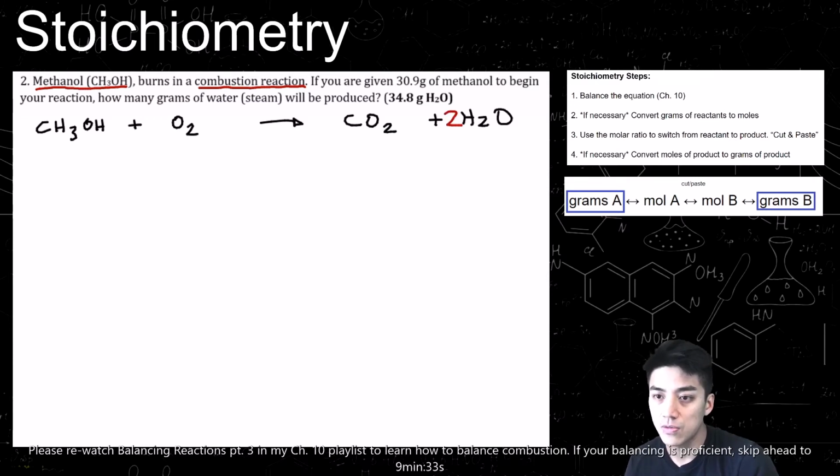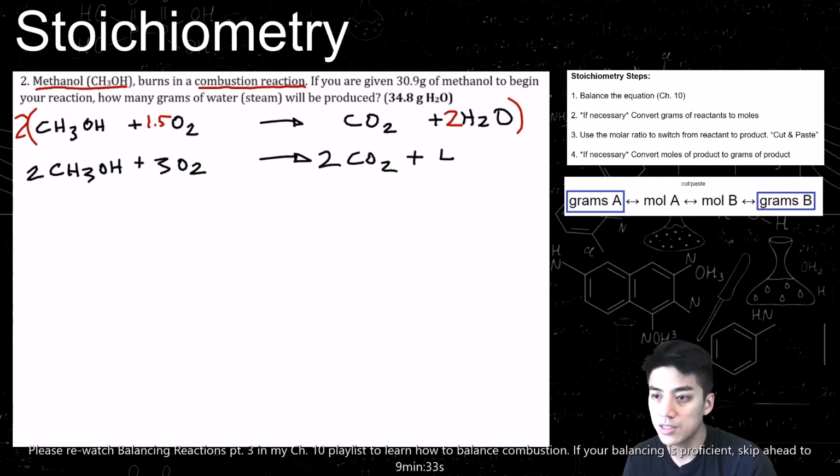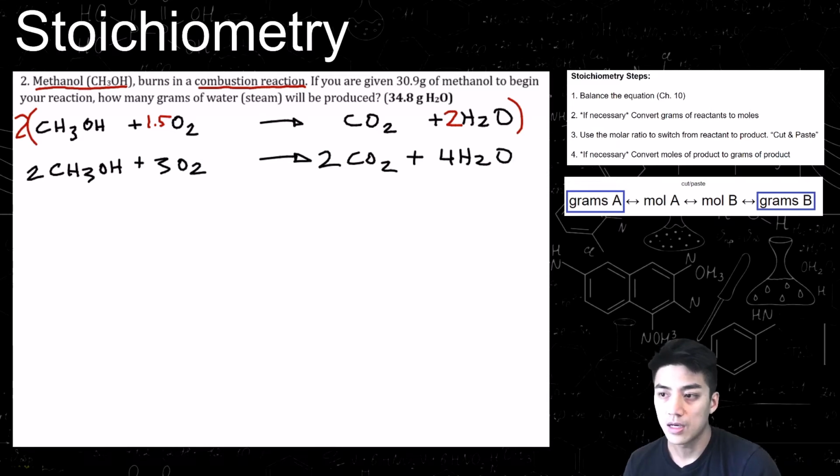Okay, so make sure you rewatch my chapter 10 playlist on combustion, on how to balance these types of reactions here. Okay, so the balanced equation is 2 methanol plus 3 oxygens, and this will make 2 carbon dioxides and 4 molecules of water. Now we can try the stoichiometry.